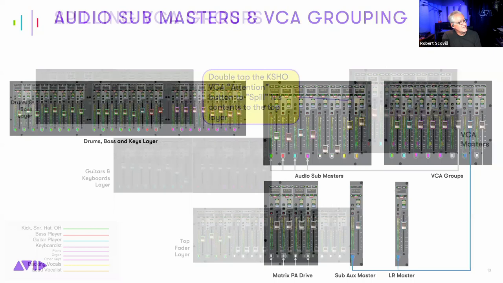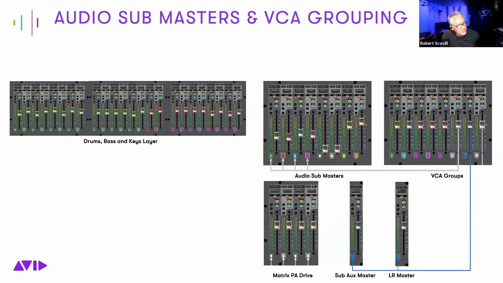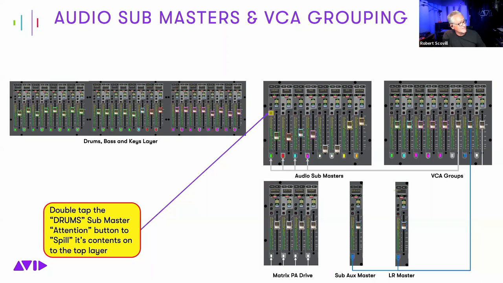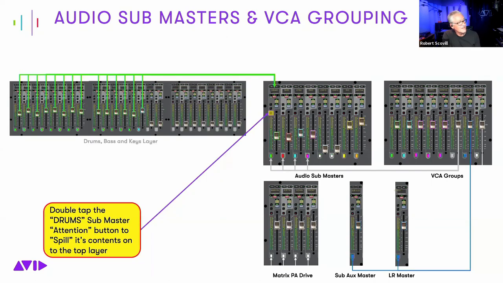All right, so here's another example of using these in conjunction with the spill, and this is where you start to realize just how fast you can be on a digital console. So in this situation, let's see what we've got here. We're going to double tap the audio submaster again. And of course, that's going to bring those audio channels up to that layer and allow us to work on them, right?